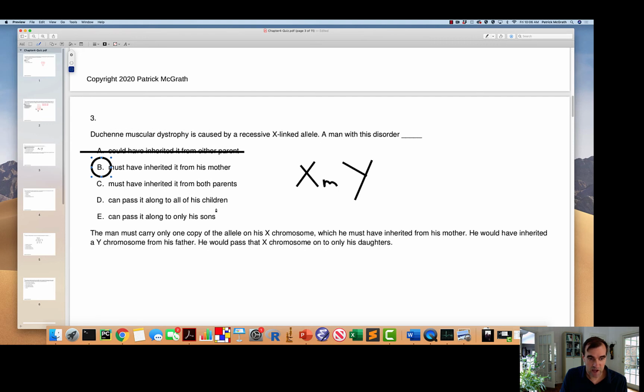So he cannot pass it along to all of his children because none of his sons will be able to get it. If he has sons, then he knows that he passed on his Y chromosome, so he cannot pass it on to his sons. No, he can only possibly pass it on to his daughters. And the only way his daughters can get it is if their mother is also a carrier or also has this disorder.